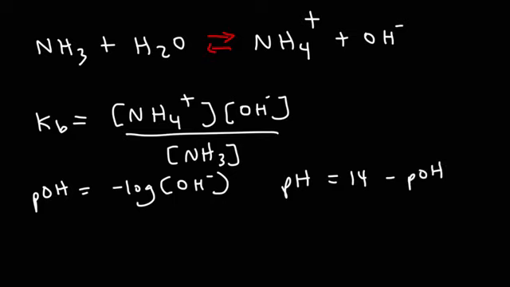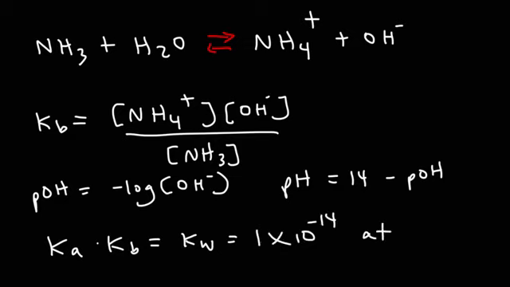Now, sometimes you may need to calculate Kb from Ka, or vice versa. So remember, Ka times Kb is equal to Kw, which is 1 times 10 to the minus 14. And this is temperature dependent. So this equation holds true at 25 degrees Celsius.